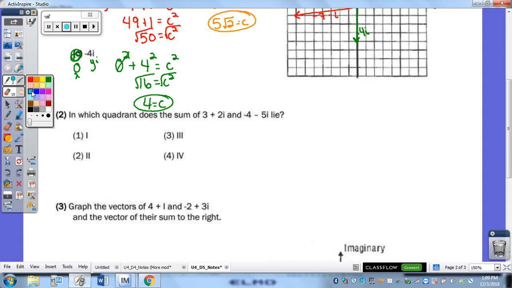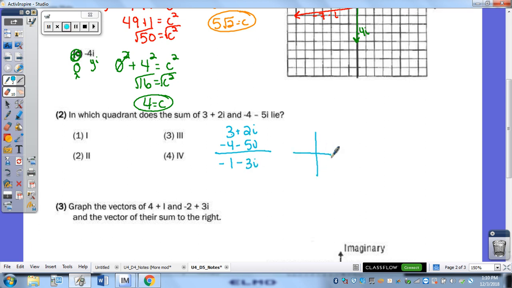Over here for number 2, in what quadrant does the sum of 3 plus 2i and negative 4 minus 5i lie? Well, let's first add them together. So 3 plus a negative 4 is negative 1. 2 minus 5 is negative 3i. So if I draw a little picture, negative, negative. So if I'm going negative, negative, we're down here in quadrant 3. If you forgot, this is quadrant 1, 2, 3, 4.